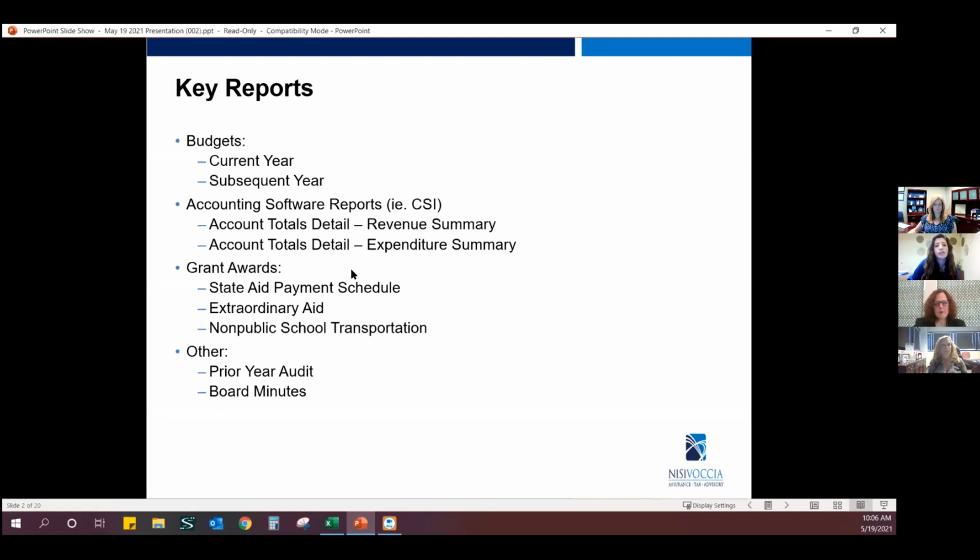We're also going to need some grant award schedules. Of the 3 that I listed here, as of today, the state aid payment schedule is really the only one that's going to be available. As most of you know, the extraordinary aid schedule and the non-public school transportation schedule typically come out in July. Since we're not really at year end right now, and the purpose of today's presentation is to do a projection, we're going to be using prior year grant awards to get a good base, a good estimate for these grant awards.